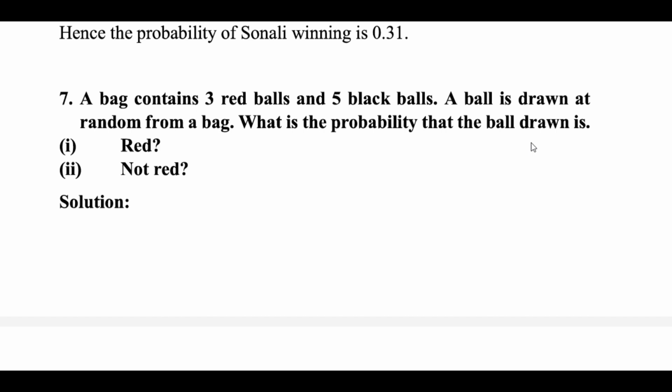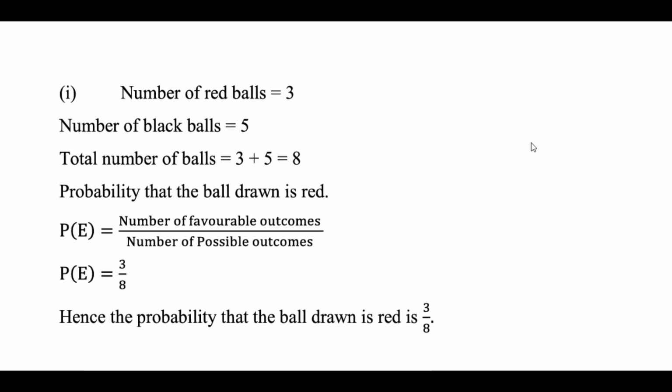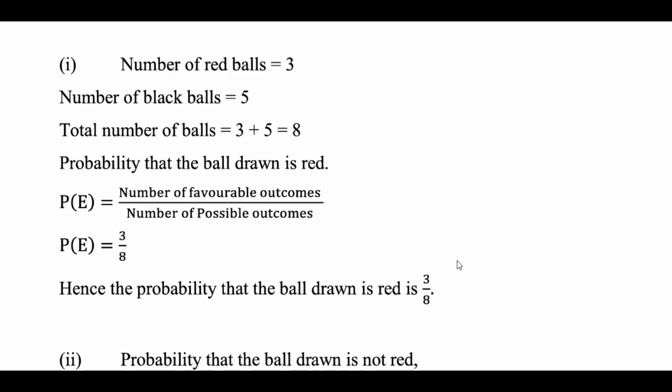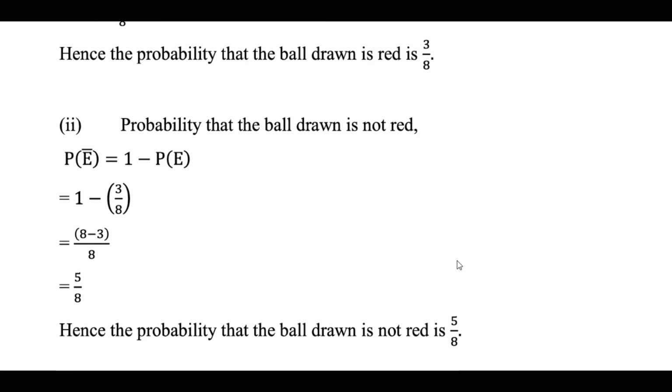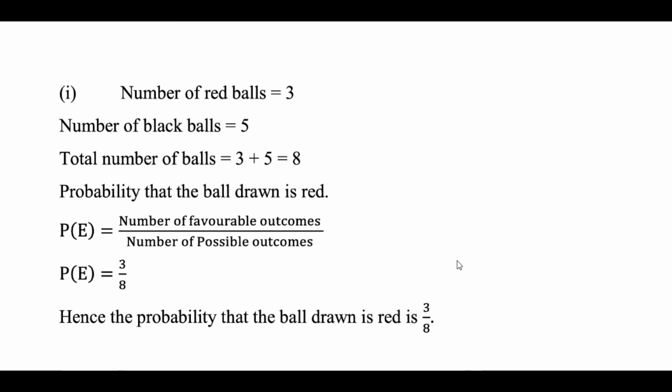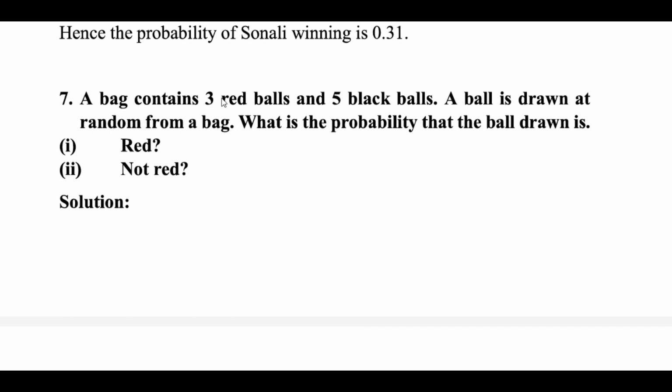So when a candidate is drawing a ball, and the probability that it is a red ball, the favorable outcomes will be the red balls, that is 3, and the possible outcomes will be 3 plus 5, that is 8. So hence the probability that the ball drawn is red is 3 by 8. Okay. And the probability that the ball is not red will be 5 by 8. So total number of balls is 8. So if it is a red ball, 3 by 8, and non-red, that is the black ball, the probability will be 5 by 8.